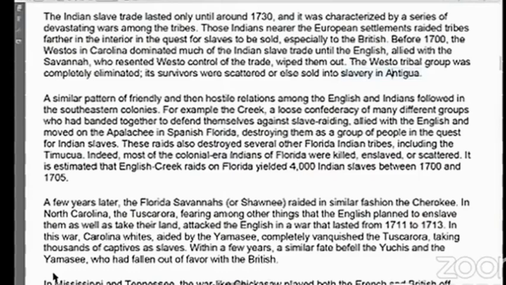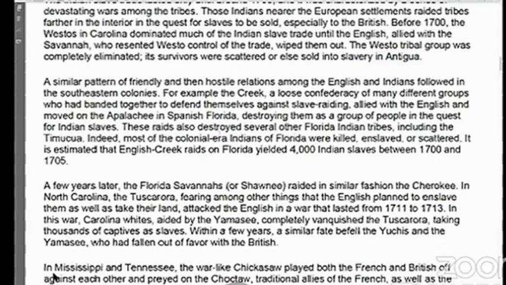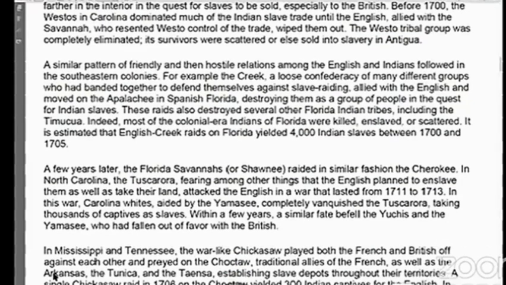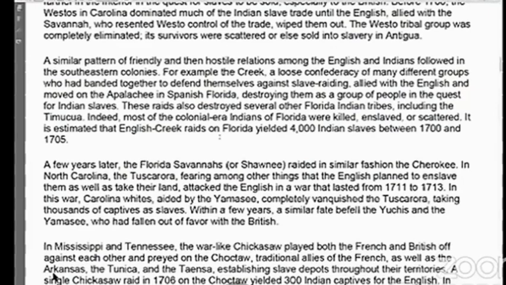A similar pattern of friendly and then hostile relations among the English and Indians followed in the southeastern colonies. For example, the Creek, a loose confederacy of many different groups who had banded together to defend themselves against slave raiding, allied with the English and moved on the Apalachee in Spanish Florida, destroying them as a group of people in the quest for Indian slaves.